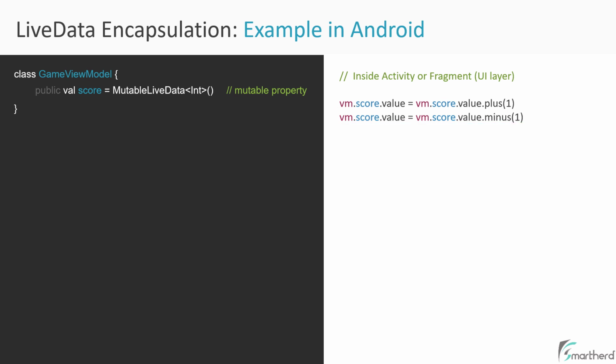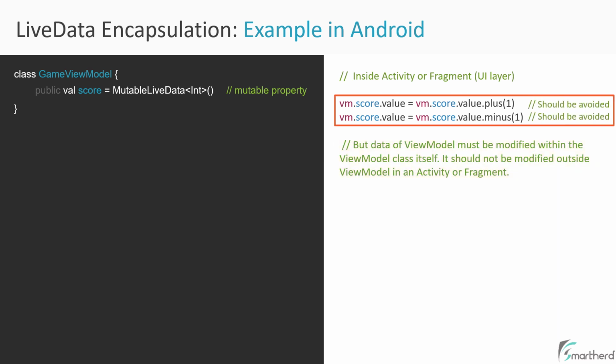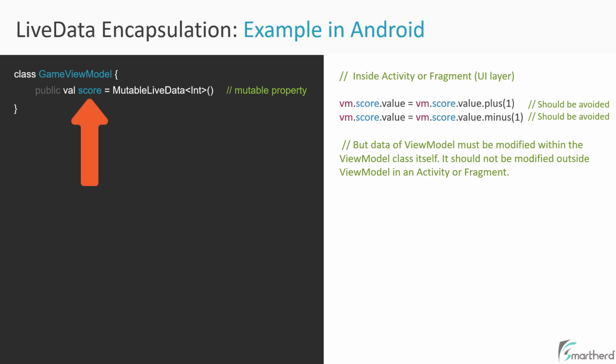But here comes the twist. Now, as per the Android official guidelines, the data of the view model must be modified within the view model itself. That is, the UI layer such as activity or fragment should never directly update the data of the view model. So, these two statements should be strictly avoided in the UI layer, as it is against the convention. But since this property is public, it is quite possible that the UI layer can modify its value anytime in future, which is not good. So we need to find a solution to protect this property from the outside world. So how to do that? Well, the solution to this lies in encapsulating the live data.